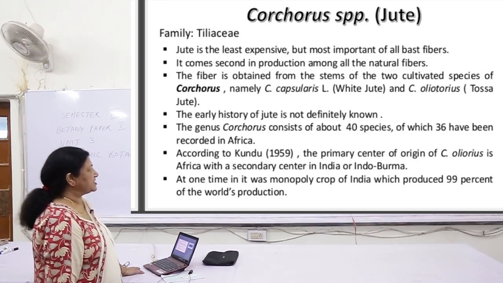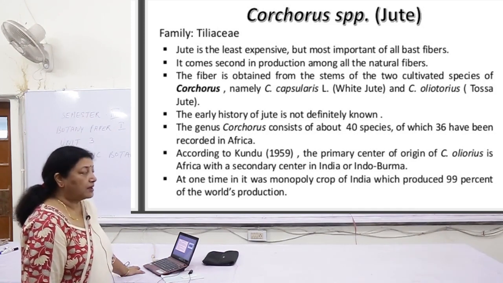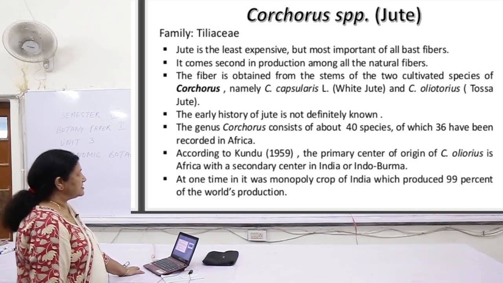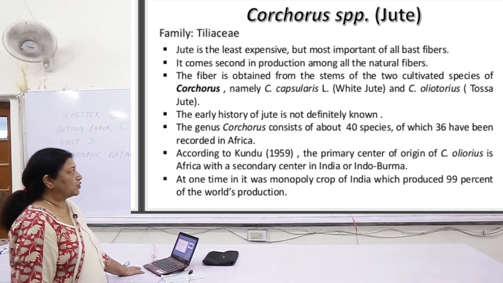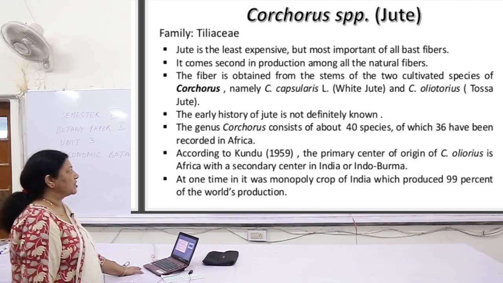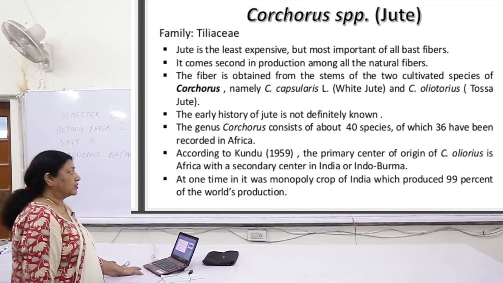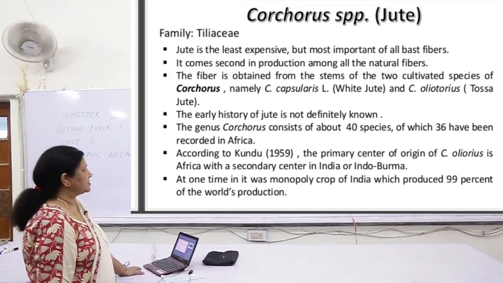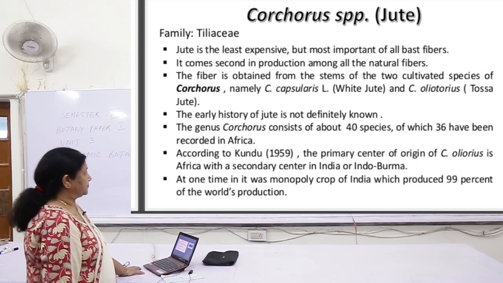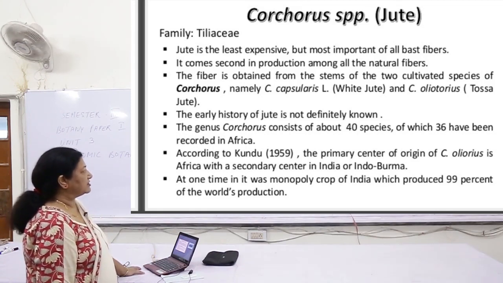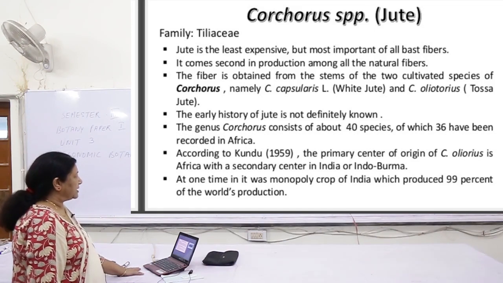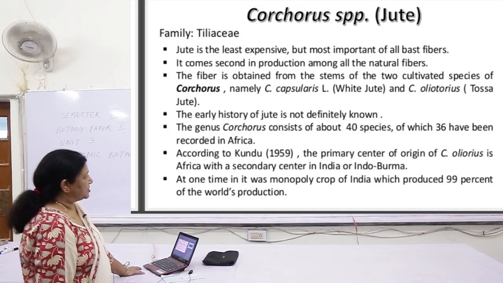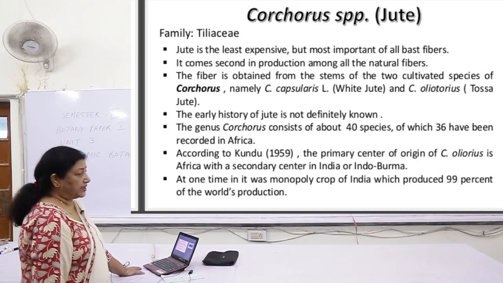Jute is the least expensive but most important of all bast fibers. It comes second in production among all the natural fibers, obtained from the stems of two very important cultivated species of Corchorus, namely Corchorus capsularis, that is the white jute, and Corchorus olitorius, which is known as the Tossa jute. The early history of jute is not known properly, but still the genus Corchorus consists of 40 species, of which 36 have been recorded in Africa.